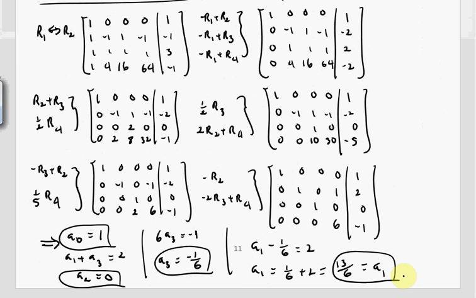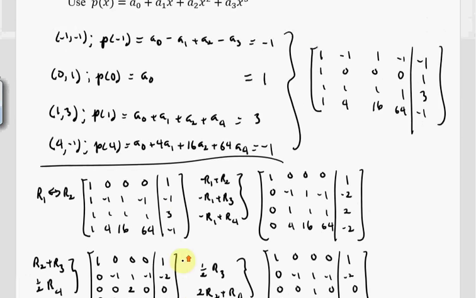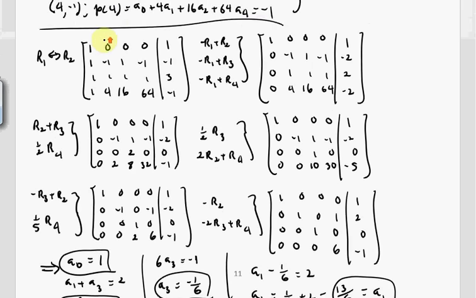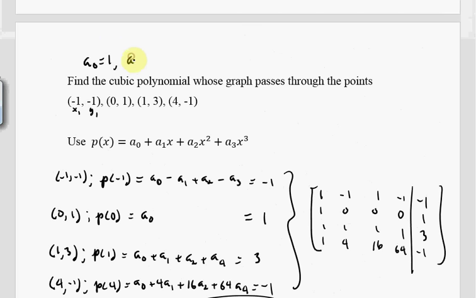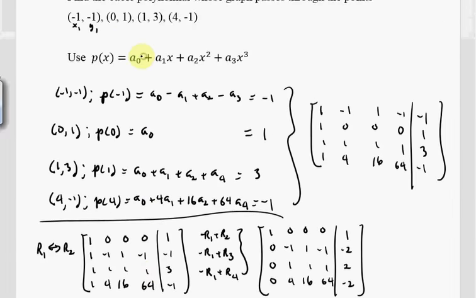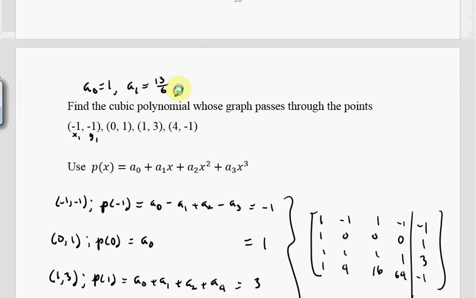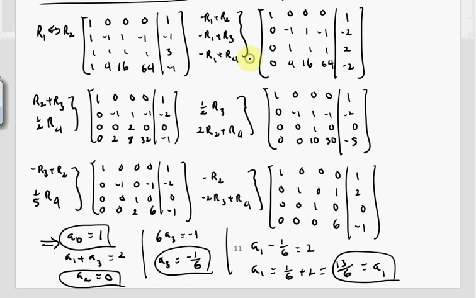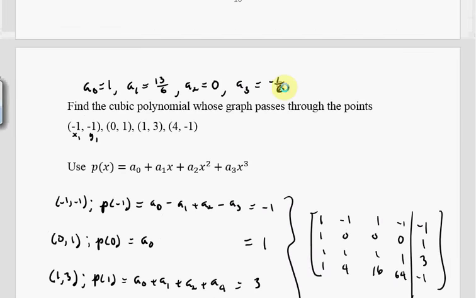We know what A sub naught is. It's 1. A sub 2 is 0. A sub 1 is 13 over 6. And A sub 3 is negative 1/6. So let's go up here. So we got A naught is 1. A sub 1 is 13 over 6. A sub 2, that was 0. A sub 3 is the negative 1/6. So we just replace those values there and we write the polynomial.